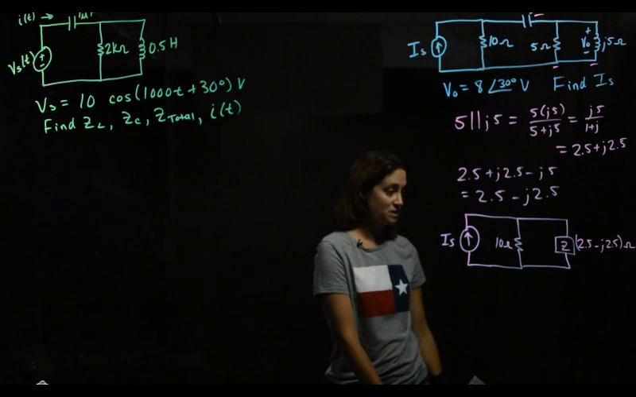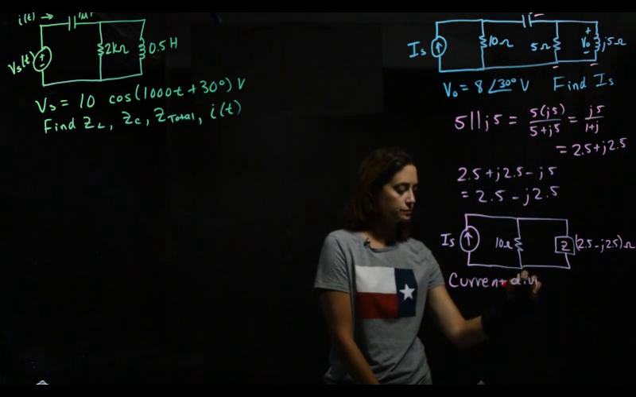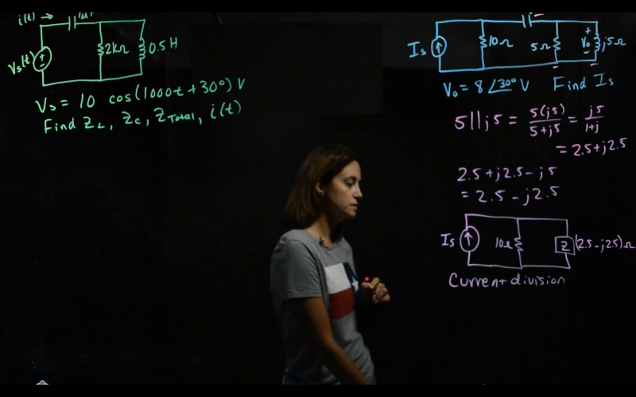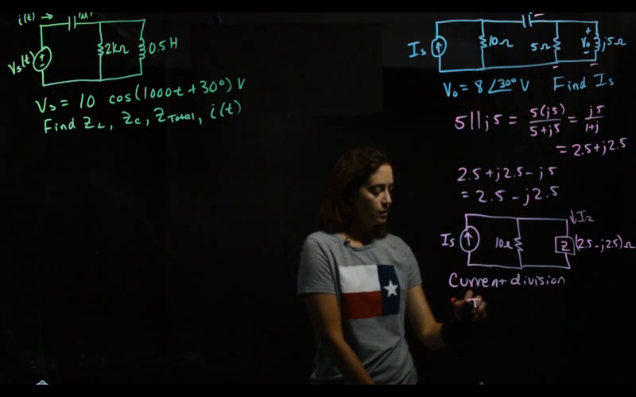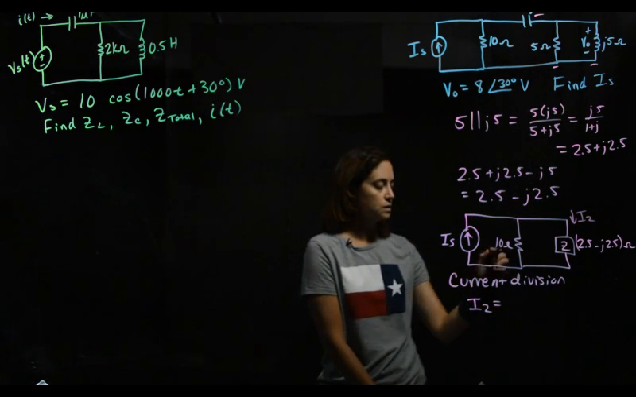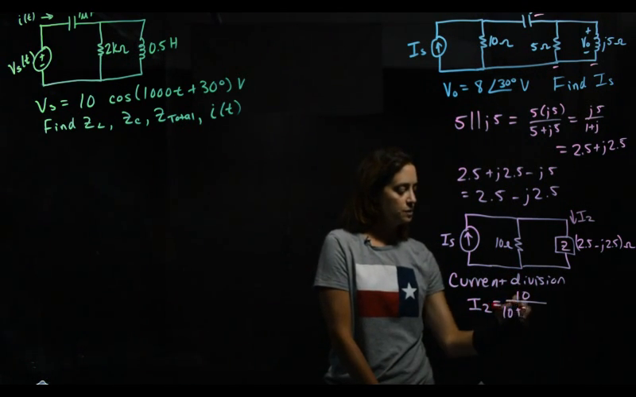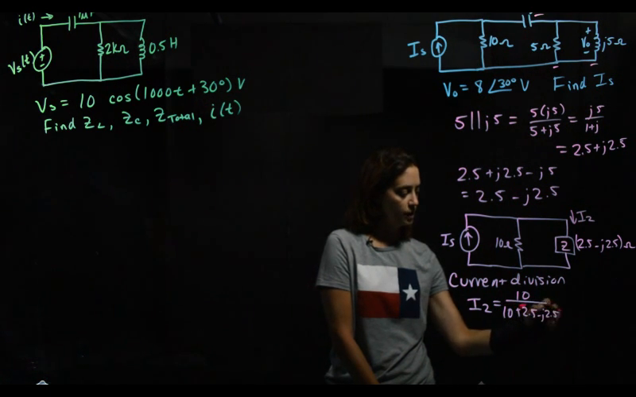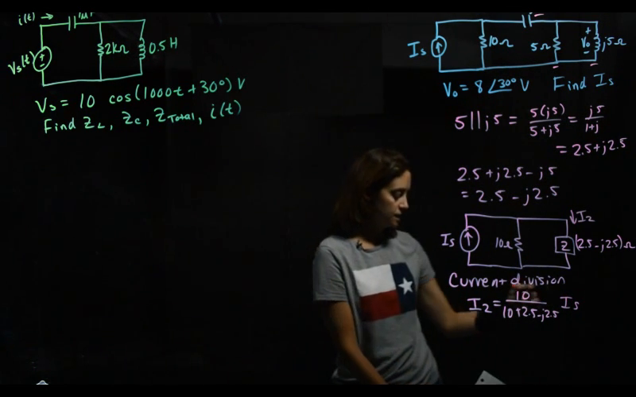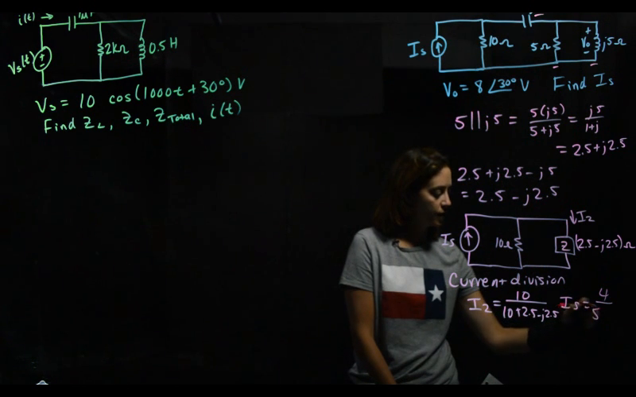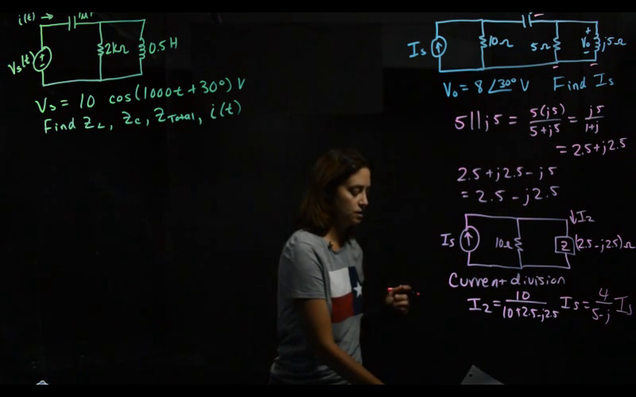You know what? This problem really sucks. That's okay. We'll keep doing it. It's a hard one. So current division to find this current, let's call it I2. I2 equals the opposite one, 10, over the sum, 10 plus 2.5 minus J2.5, times the source, IS. And if we reduce that down, we get 4 over 5 minus J, IS. All right, so that's our current there.